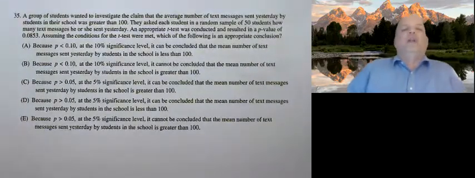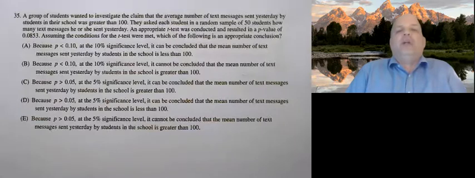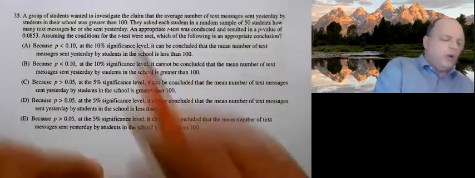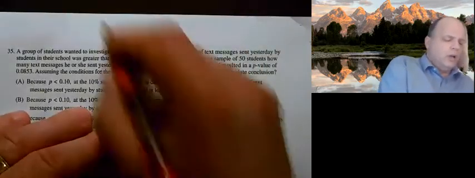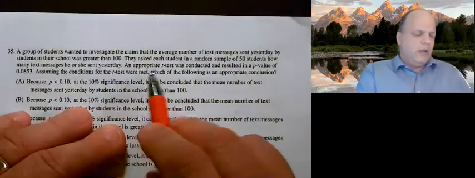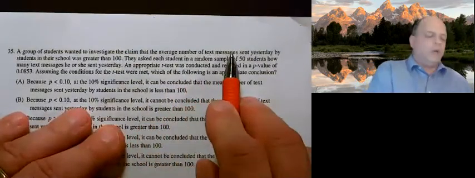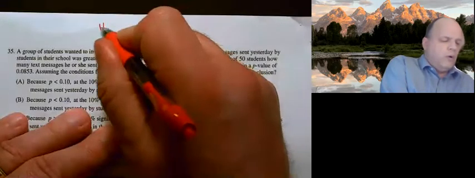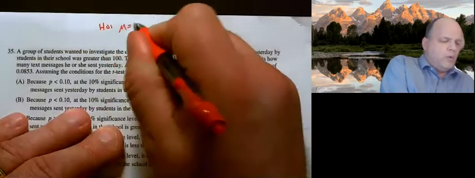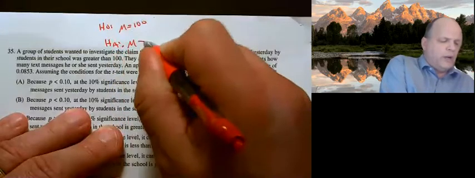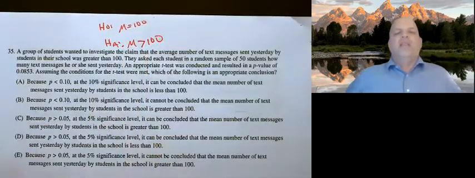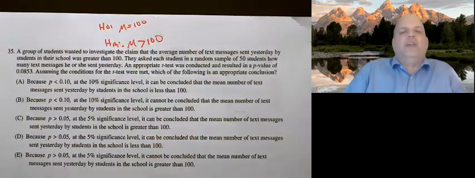A group of students wanted to investigate the claim that the average number of text messages sent yesterday by students in their class was greater than 100. So in this case, the average number was greater than 100. So H0: mu equals 100. HA: mu is greater than 100. That is what your alternative is. You need to write those down. They will help you out.